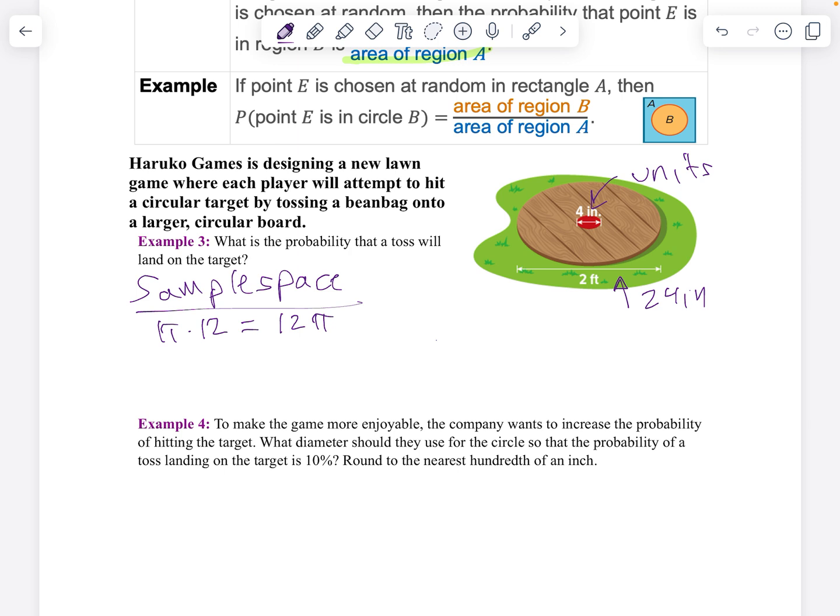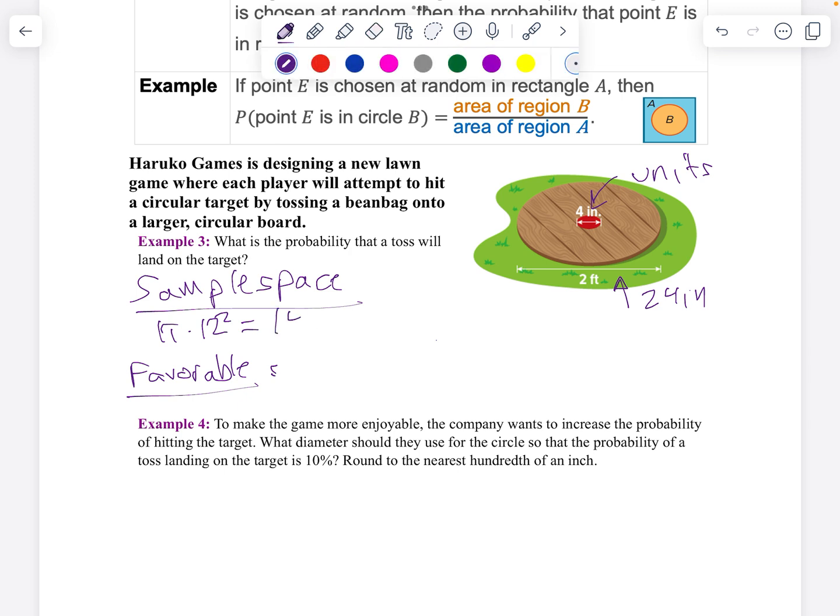And then my favorable outcome, the area I want to hit, that's going to be pi r squared. And I just noticed I didn't square that, did I? Sorry about that. Let's go back and fix that before I forget. That'll be 144 pi. Then my favorable outcome would be, my radius is 2, so it'll be 2 squared pi, which is 4 pi. Then I'm going to take 4 pi and divide that by, wow, I forgot my 4 there, by 144 pi.